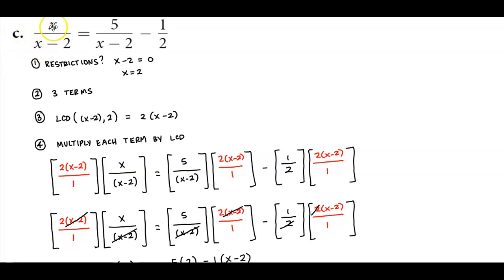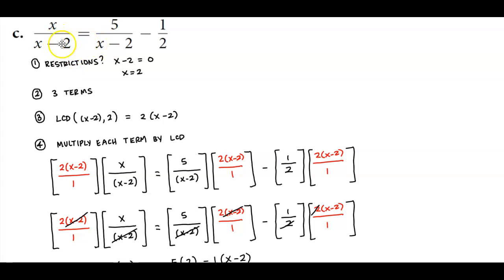Next question. We have x over x minus 2, which is equal to 5 over x minus 2 minus 1 over 2. Now if we look at all three denominators, we want to ask ourselves first, can we factor? Well, x minus 2 cannot be factored any further, and neither can 2. So now we need to find the restrictions.